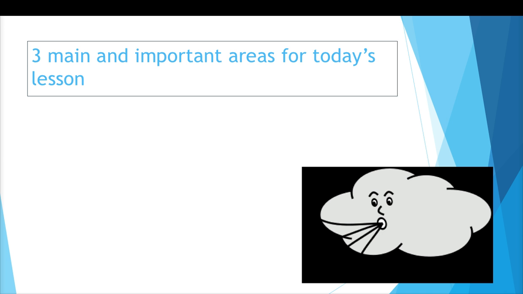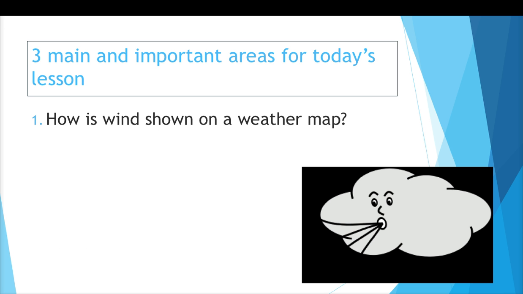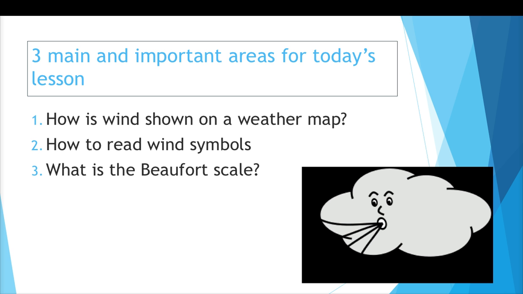So we've got three main and important areas we're going to be looking at for today's class. One, how is wind shown on a weather map? How to read wind symbols, and what is the Beaufort scale. Okay, that's a really important slide to understand, and could be one you could pause now and write down those three things so that you can ensure that you get those out of today's lesson.